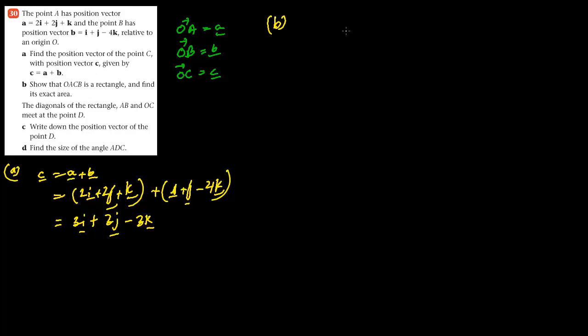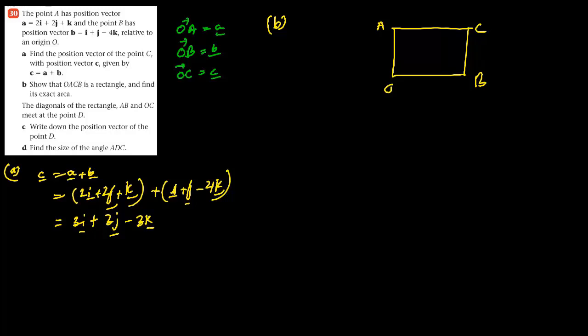Question B, OACB. You have to be careful. It is not OABC. It is OACB. In order to prove something is a rectangle, each of the angles has to be 90 degrees. That's one way of proving it. Another way is to show it is a parallelogram where the angles are all 90 degrees. So if you can prove that this is a parallelogram, all you have to do is prove one angle is 90 degrees. That means the rest would be 90 degrees by default.